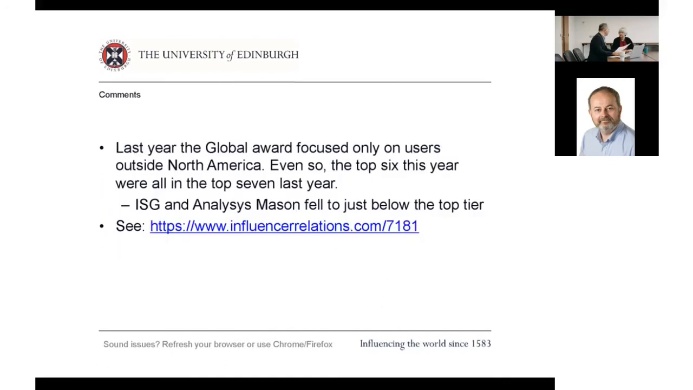As a point of comparison with last year, the top 6 firms were all in the top 7 last year, and the firms that have fallen most notably are ISG and Analysis Mason, both of which have fallen out. I've put a URL in there if you want to compare to the previous year's awards. I've done that in each of the categories later on.